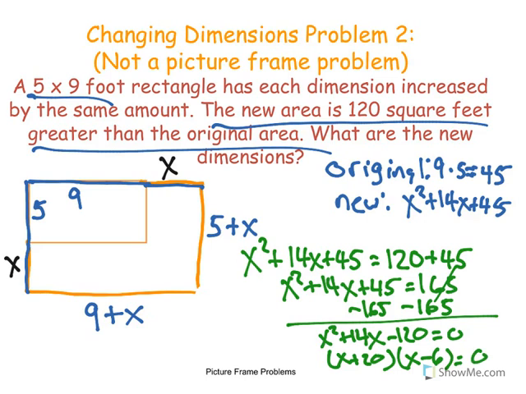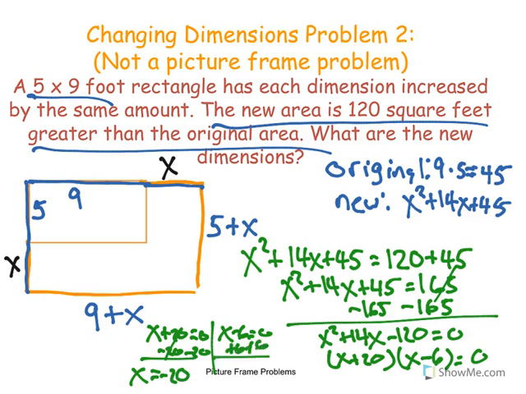All right, so I'll bring this over here. I've got x plus 20 equals 0 and x minus 6 equals 0. So I've got x equals negative 20 and x equals 6. And again, you can't have a rectangle with a side length of negative 20, so this one will be what we call rejected. And that tells me that it's 6.